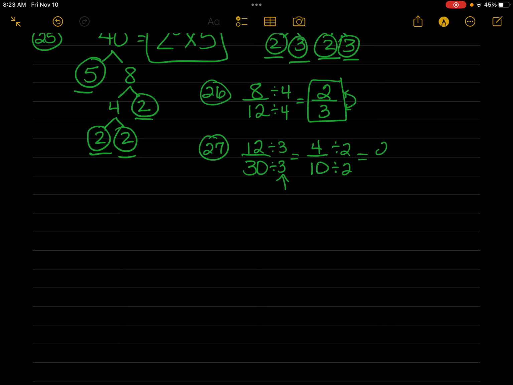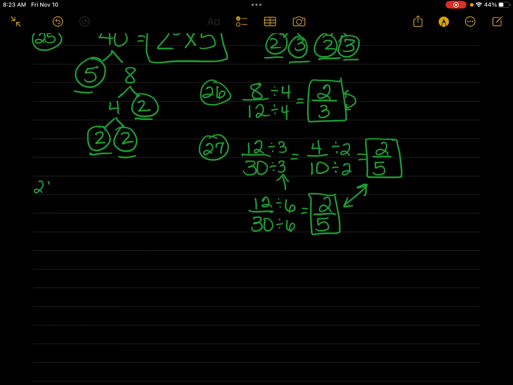But that's okay if you only do it by 3 that time and then by 2 the next time. I still get 2/5. See, an easier way would have been to divide by 6, but 6 wasn't the first thing that popped into my mind. But when I divide by 6, I still get 2/5. So either way, I get the same answer.